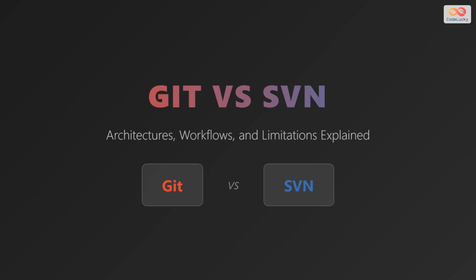Welcome. Today, we are going to explore the fundamental differences between Git and SVN. If you are starting out in software development, you will likely encounter these two version control systems. We will break down their architectures, how they handle your files, and help you understand which one is right for your project.